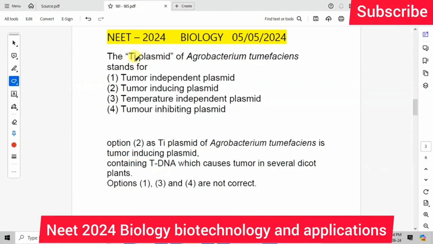The Ti plasmid of Agrobacterium tumefaciens stands for. It is option 2, tumor inducing plasmid. You can see the explanation down here. The Agrobacterium tumefaciens Ti plasmid, tumor-inducing plasmid, contains T-DNA, which causes tumor in several dicot plants. So, the remaining are wrong. Thank you.